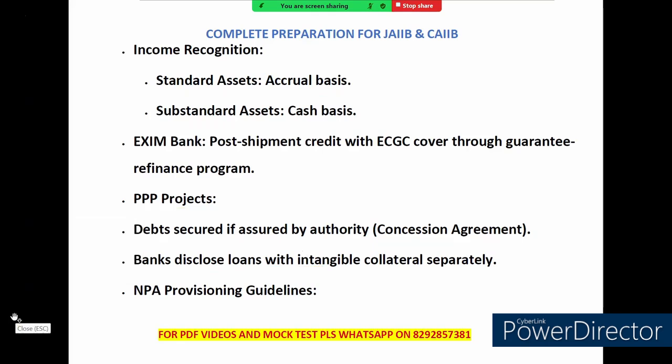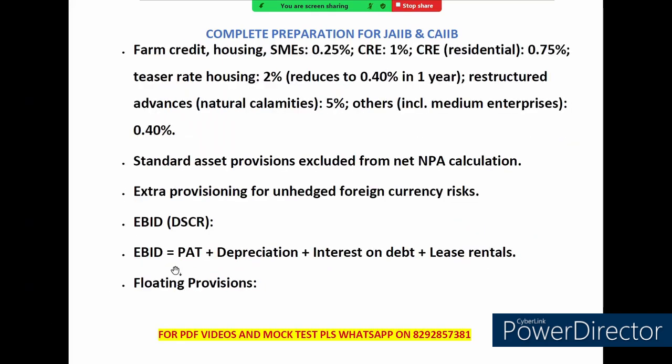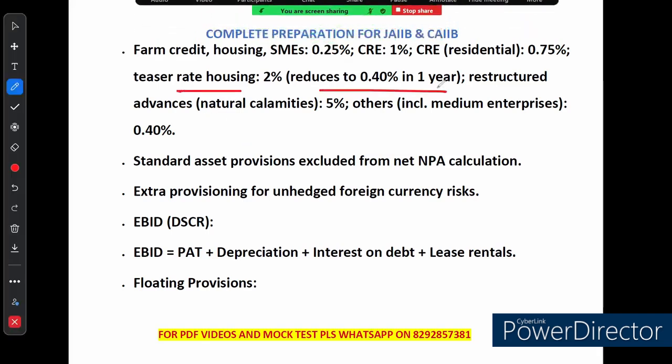Now let's talk about the NPA provisioning guidelines. Different loans have different provisioning requirements. As you can see, farm credit, housing and SME require 0.25% provisioning. Then CRE, commercial real estate, it is 1%. CRE residential, it is 0.75%. For teaser rate housing, it is 2%, which reduces to 0.4% in 1 year. Now loans restructured due to natural calamity need 5% provision, and for other loans including medium enterprise, it is 0.40%.